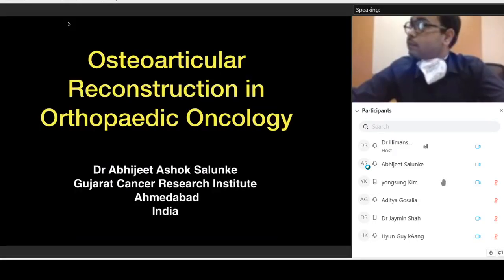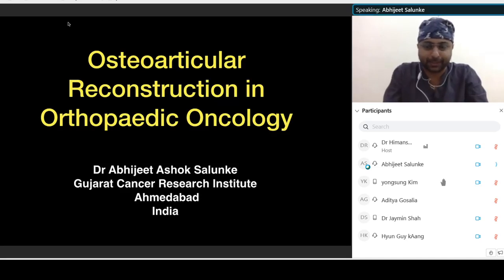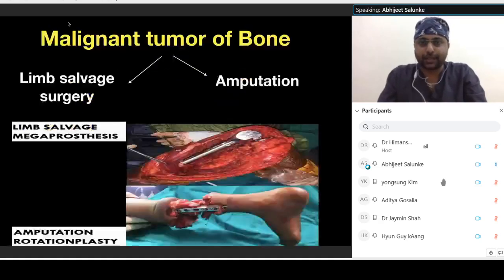So good afternoon. Happy Independence Day to all our participants and esteemed guests. I would like to discuss a few cases of osteoarticular reconstruction in orthopedic oncology. These all cases have been performed at GCRI, Gujarat Cancer Research Institute, Ahmedabad, India. So in any bone tumor, the treatment is divided into two types. One is limb salvage surgery and second is amputation. So we will be discussing limb salvage surgeries in today's presentation.